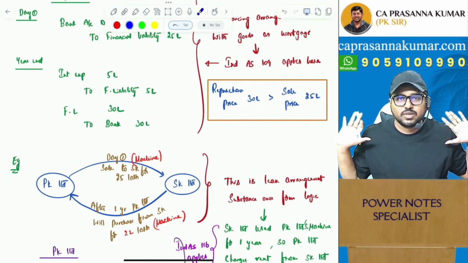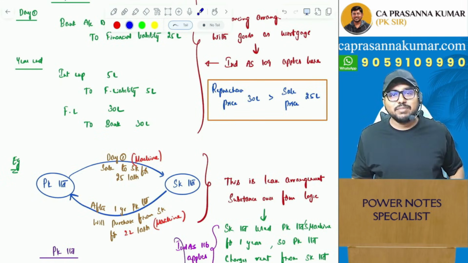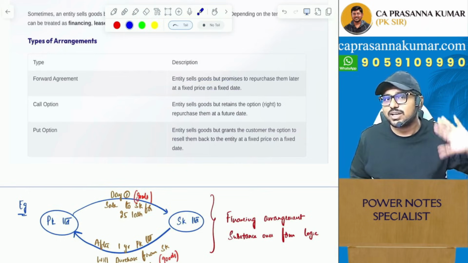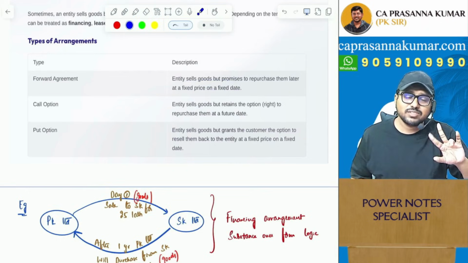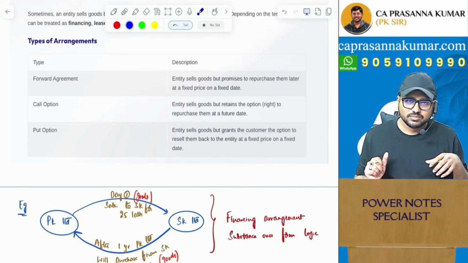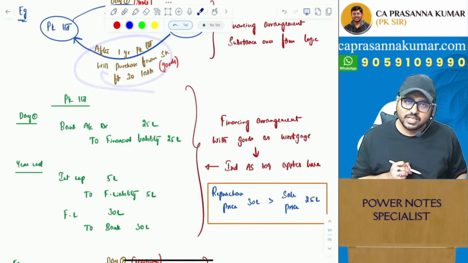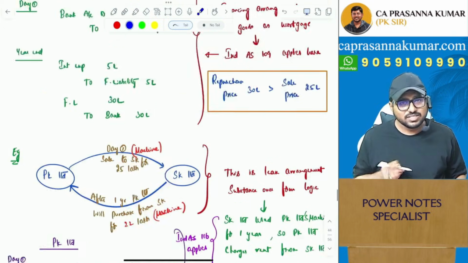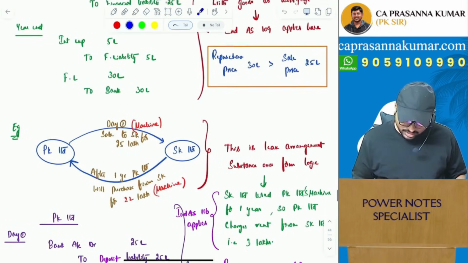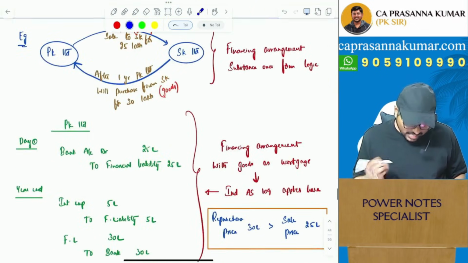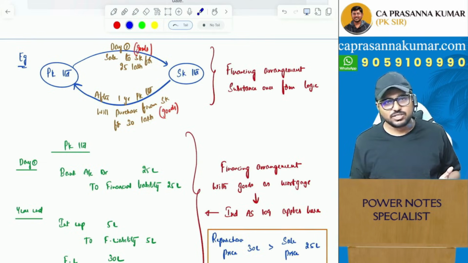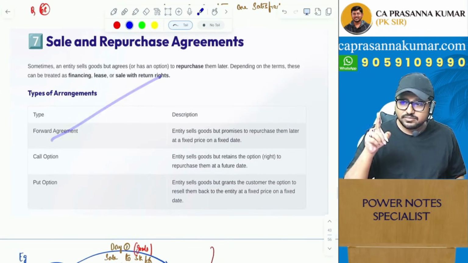Clear? So a forward agreement can be financing or can be lease depending upon the fixed price you have decided, whether it is greater than the sale price or less than the sale price. But in both cases, forward agreement means what? Now itself you are fixing the future price. Did you fix the future price at the beginning itself? Yes. It's a forward agreement. A forward agreement can take the nature of a financing arrangement or a lease arrangement. That depends upon whether the fixed price you have already fixed is greater than the sale price or less than the sale price. That's all. Is that clear?